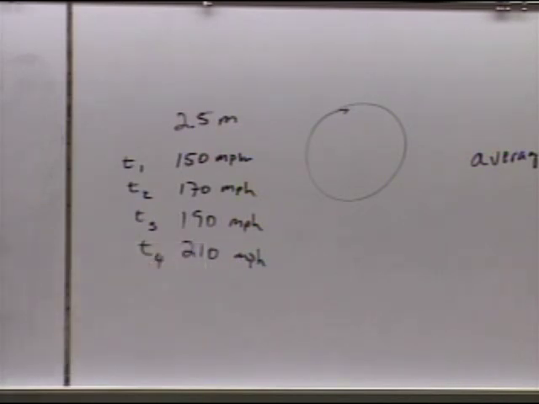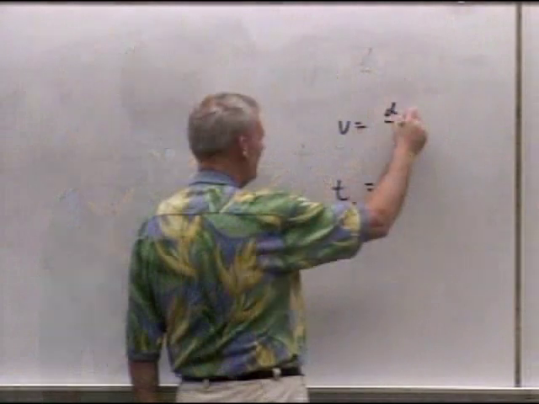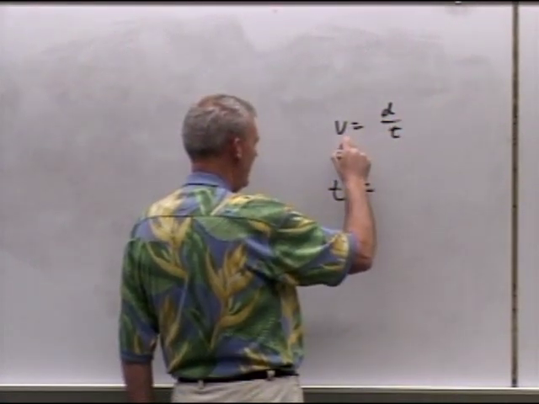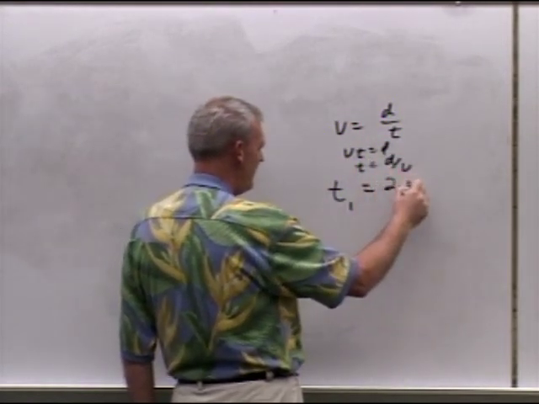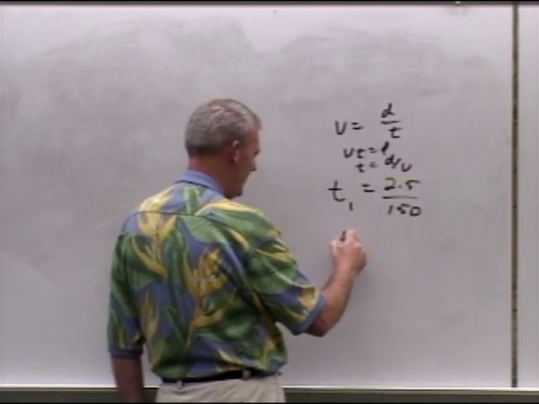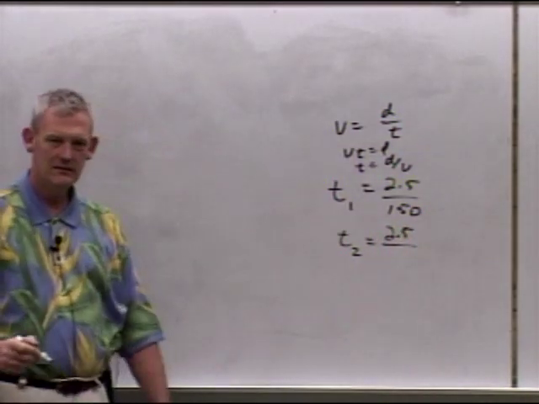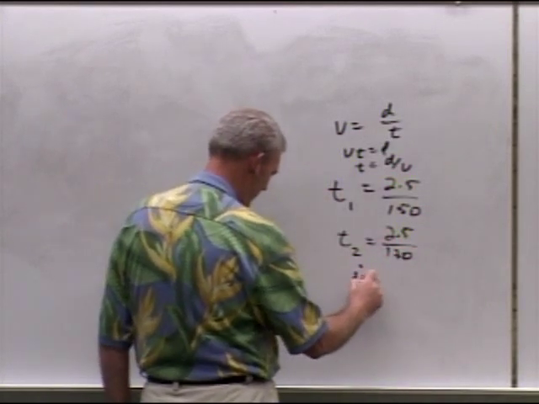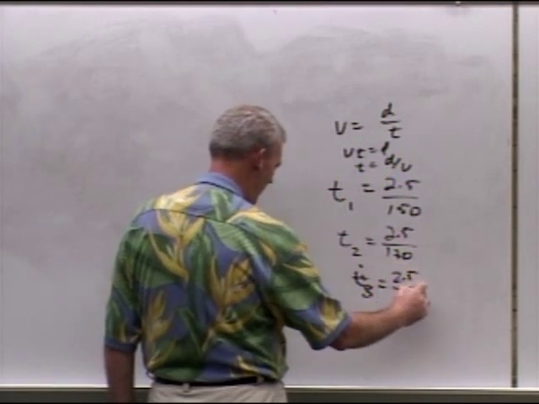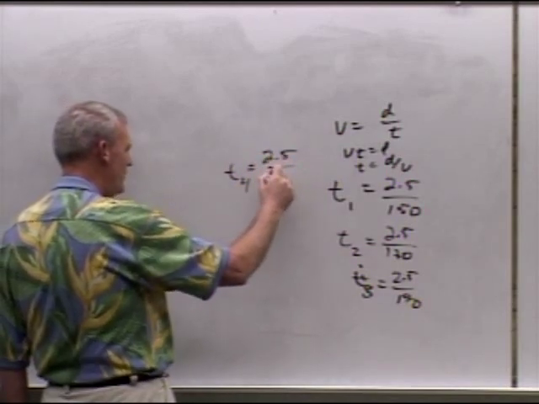All right, so here we go. For T1, well, T1 is equal to the distance divided by the velocity, because doesn't velocity equal distance over time? So to find time, I get vt equals d, so t equals d over v. That's pretty quick. So basically, it's 2.5 over 150. Then T2 is going to be 2.5 over what? 170, and so on, all the way down. Let's go ahead and finish it. T3 will be 2.5 over 190, and T4 is equal to 2.5 over 210.